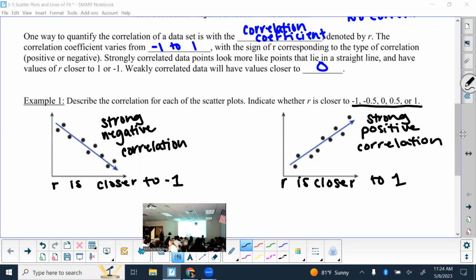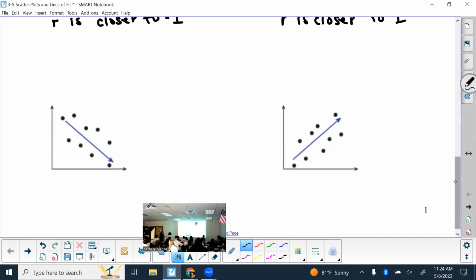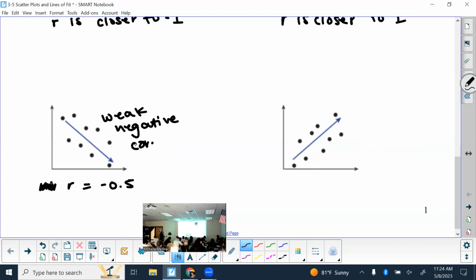All right, so then scrolling down, table 6, can you tell me what this R value is close to out of those 5 options? All right, class, agree, disagree? Okay, yes, definitely negative, strong or weak? Weak. So you can still tell it's going down, but it's not as close to being a straight line as the top. So weak, negative correlation.